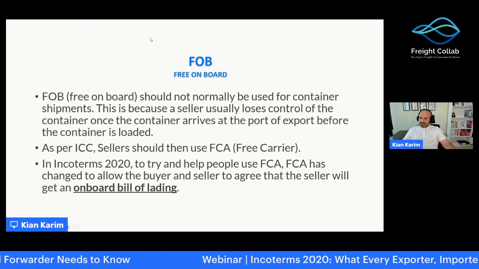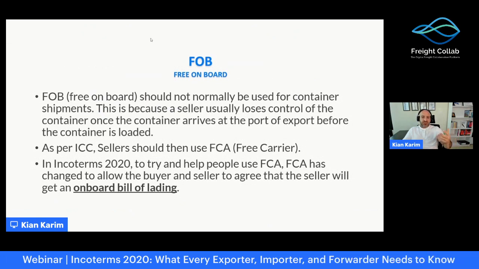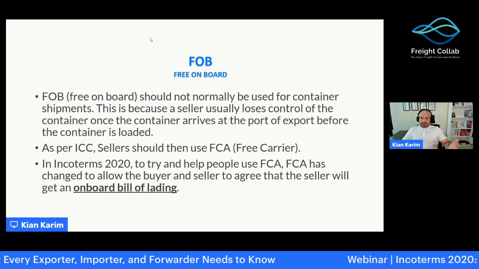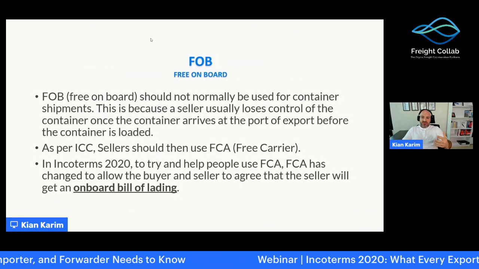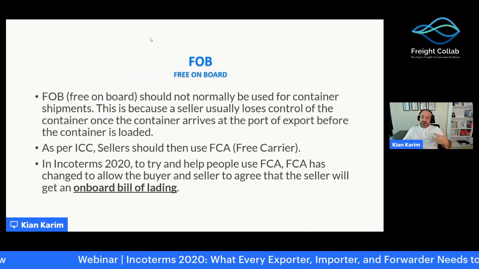Now, if FOB isn't ideal, what is the alternative? ICC suggests using FCA. This term is much more fitting for container shipments. You might wonder, if FCA is so great, why aren't more sellers using it?